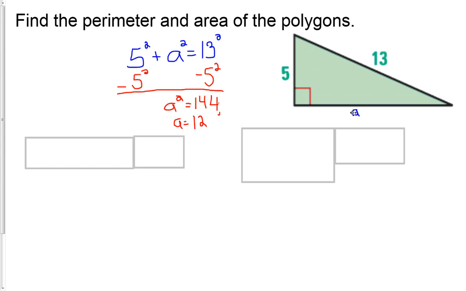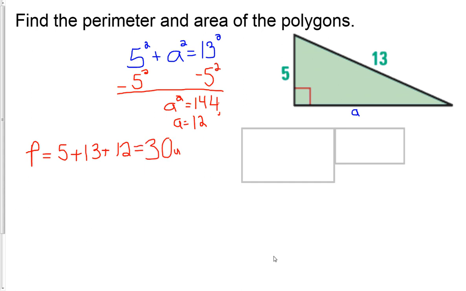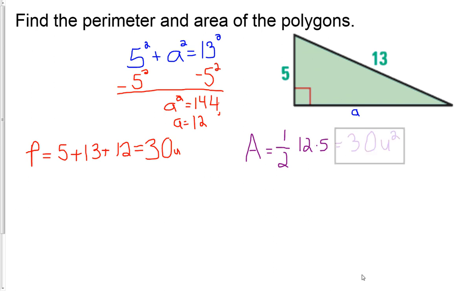So now we have a is 12, and we can do perimeter is 5 plus 12 plus 13, which adds up to 30 units. Area is half times 5 times 12, because 5 could be considered the height, and 12 is the base. I also actually did it as 12 times 5, pardon me. So half of 12 is 6. 6 times 5 is 30 units squared.